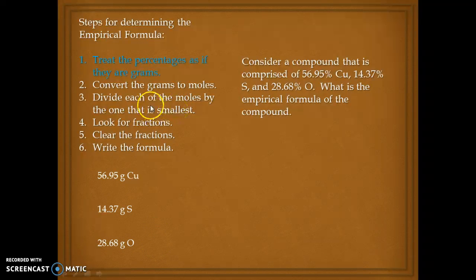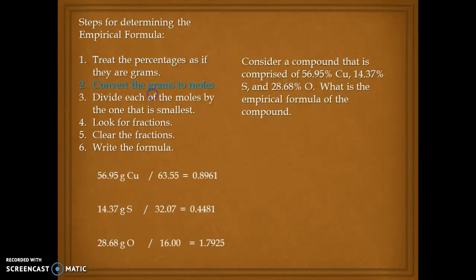Then you're going to take those grams, and we're going to convert to moles, like we've learned to convert so many things to moles already. You do that by dividing each one of them by its own atomic mass. So here I'm dividing copper by 63.55, sulfur by 32.07, and oxygen by 16. That gives me this set of numbers, which is representative of the moles of each one of these elements in the compound, which in the end is what the subscripts on the formula are anyway.